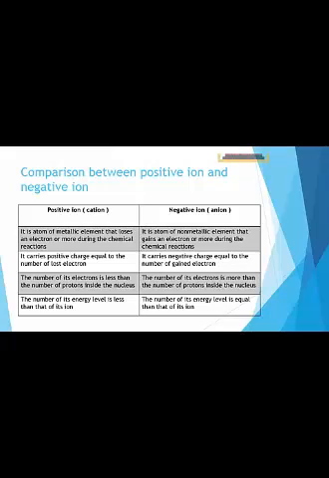But a negative ion has more electrons than protons inside the nucleus. The last one: the number of its energy levels is less than that of its atom. Why? Because it will lose the electrons of the outermost energy level. So the positive ion contains fewer energy levels than the original atom. But in the negative ion, the number of energy levels is the same in the atom and in the ion.